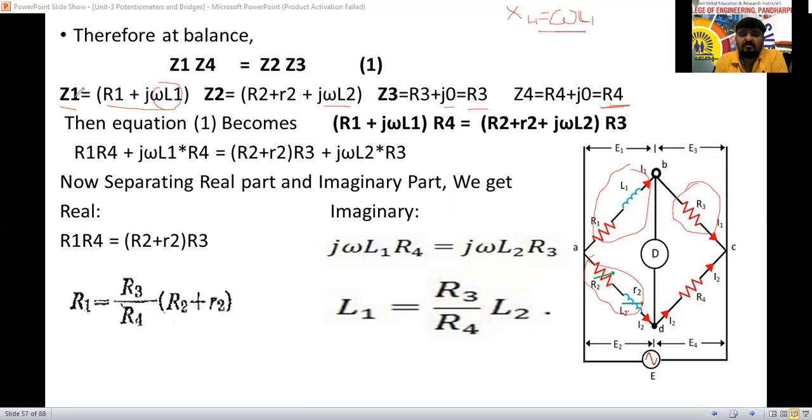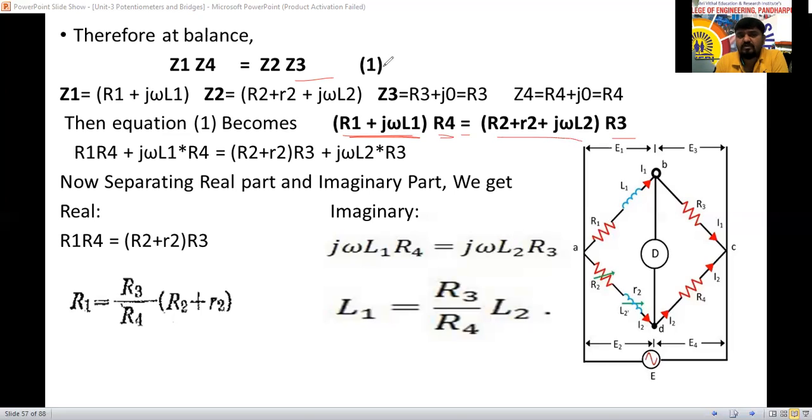Now what you do, substitute Z1 value here, Z2 value here, Z3 value here, and Z4 value here. I'll substitute Z1 value. Z1 value is R1 plus j omega L1, I will write here. Next Z4 equal to R4, I have written with the equal sign. Next Z2 equal to R2 plus j omega L2. Z3 equal to R3, I have substituted here.